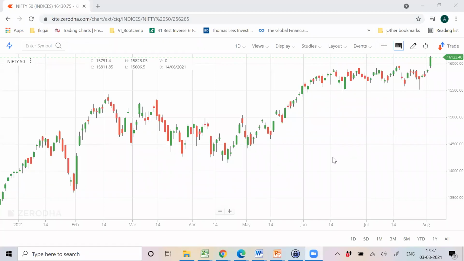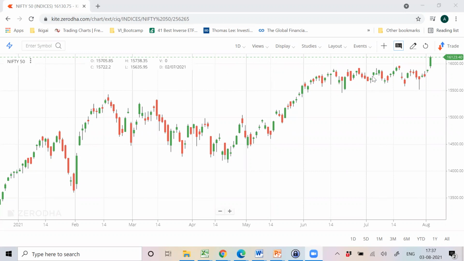Hello everyone. So today I'm going to describe what an intraday trader does and who should be an intraday trader. Now this is a chart of the Nifty 50 index. I'm using Zerodha. It has a really good chart platform, kite.zerodha.com. You do chart and it gives you the chart. This is the Nifty 50 index.